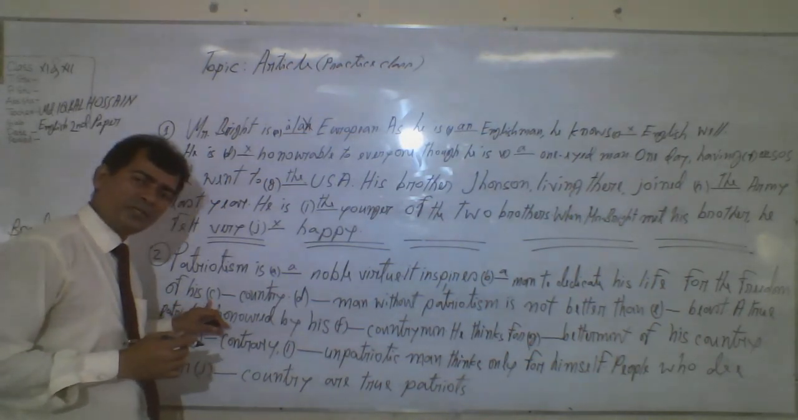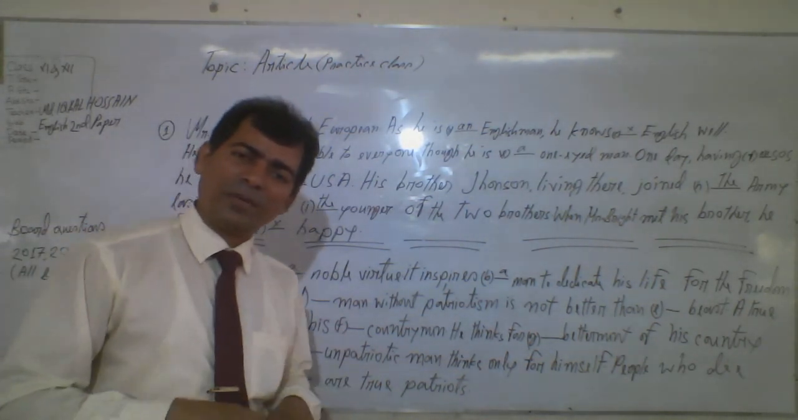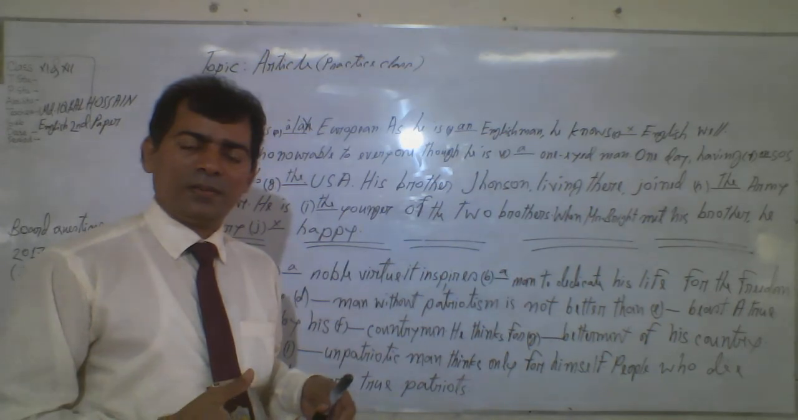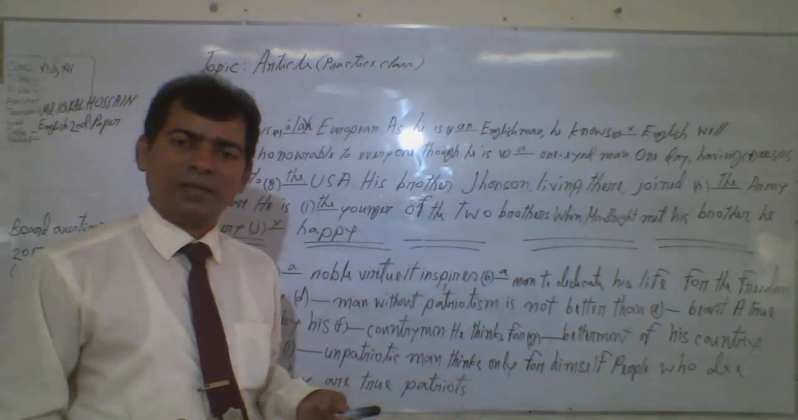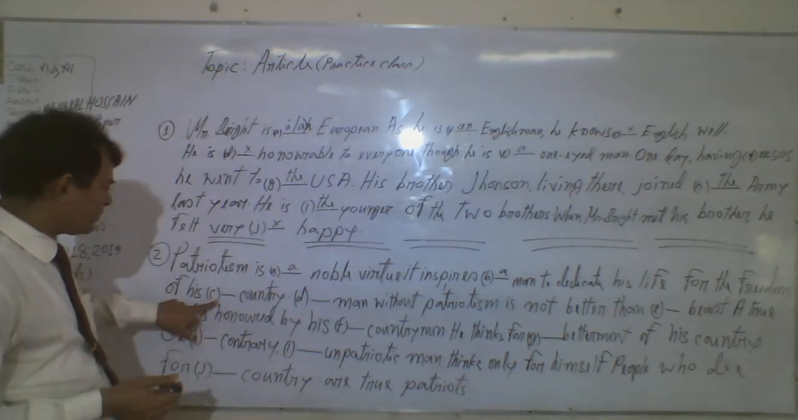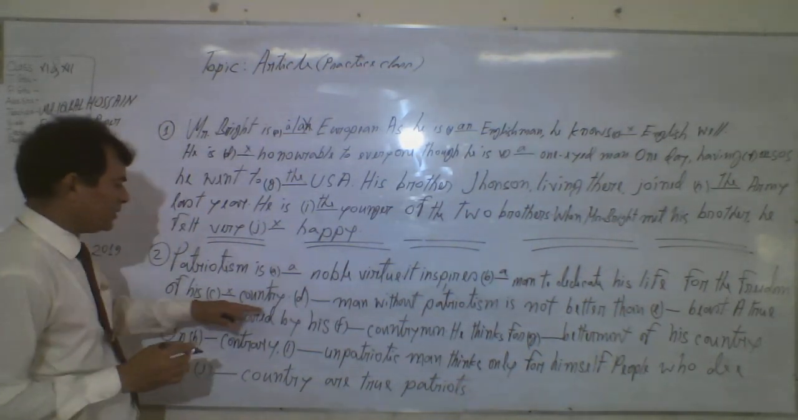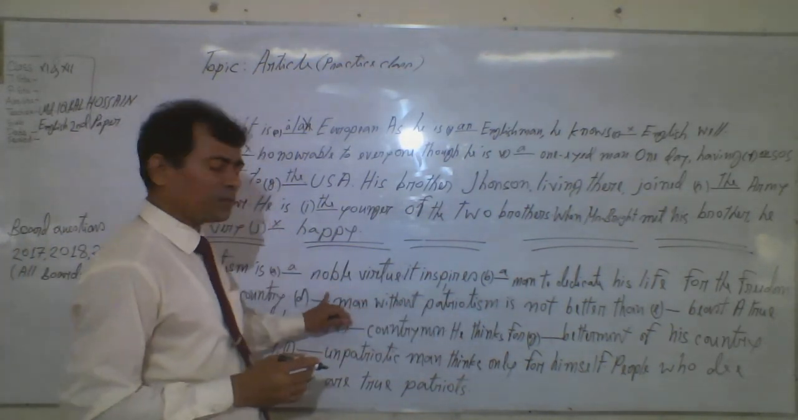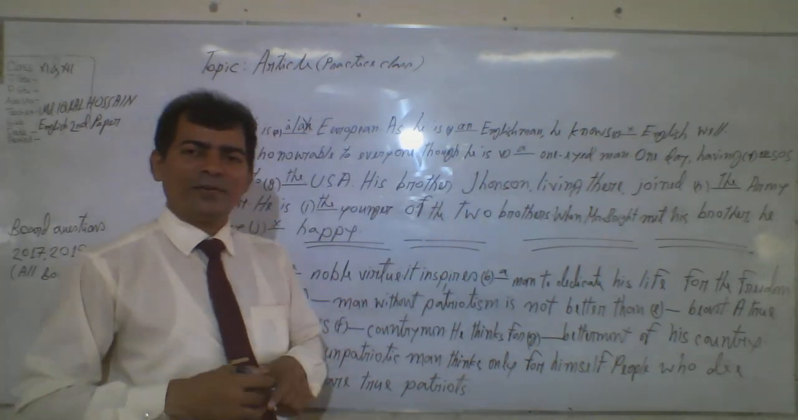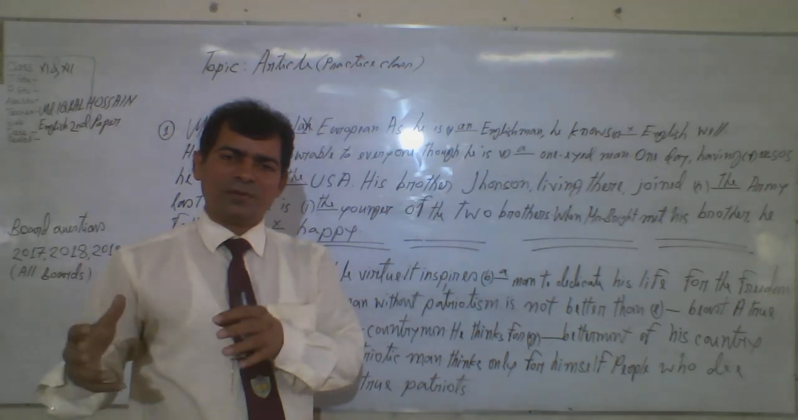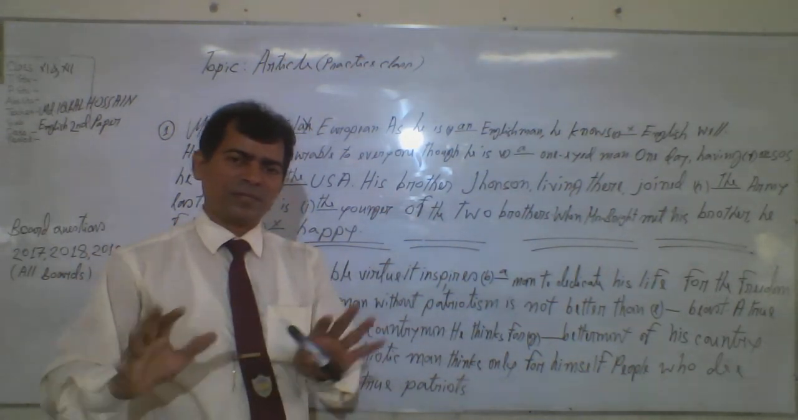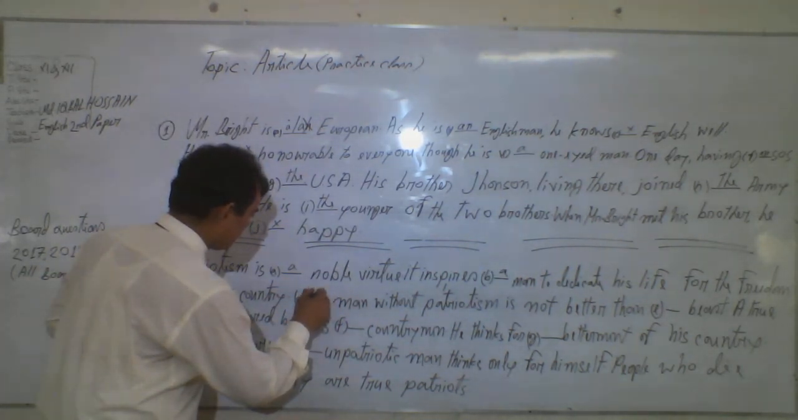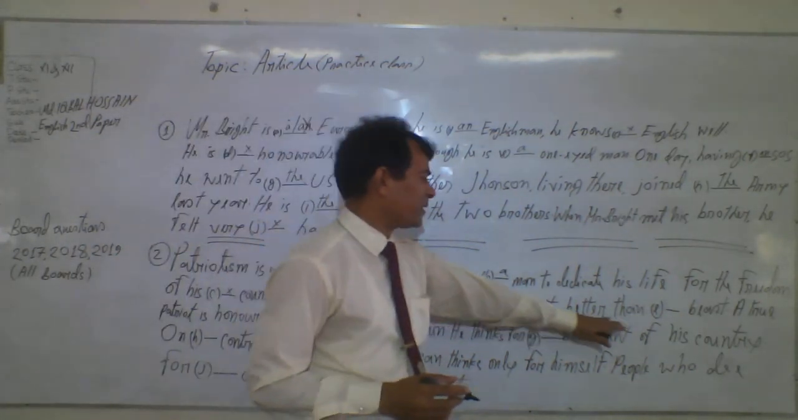For a man to dedicate his life for the freedom of his country. According to the rules of articles, you know that we cannot use any article after a possessive. The possessives, as I told you, are my, our, your, his, her, their, etc. So after a possessive, we need to use a cross; we cannot use any article. Now here, "a man without patriotism," not "the man." If I say "the man," I refer to a particular, definite, fixed person, but here not. I am talking in general. So I need to use "a man" without patriotism is not better than a beast.